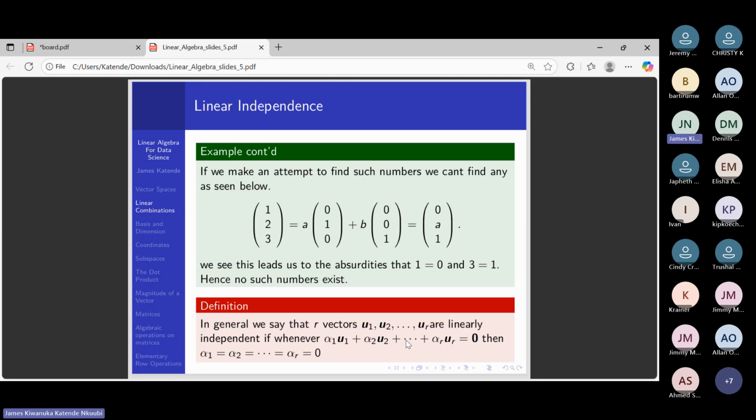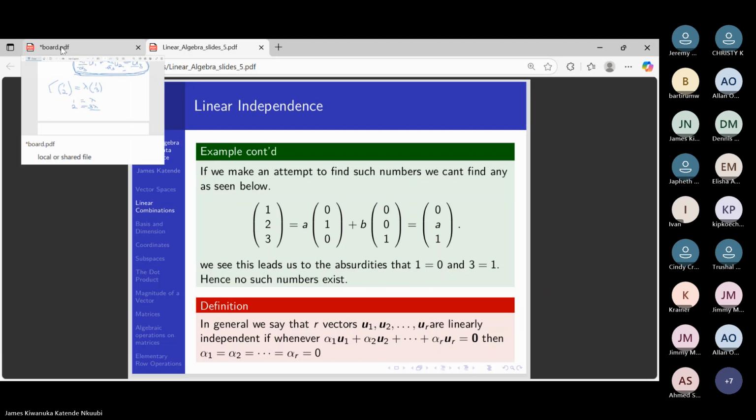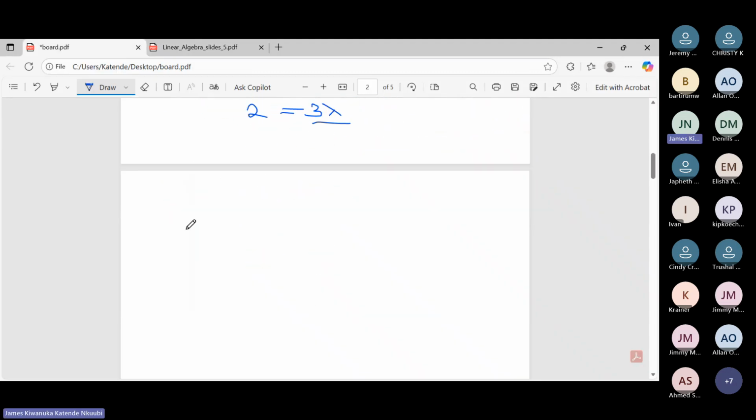So you could go back to this example that we have: 1, 2, 3. This time we use scalars. Suppose we want to check that this set of vectors is linearly independent.